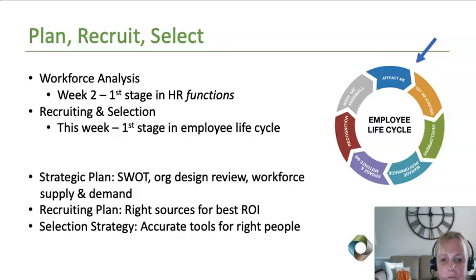Full cycle recruiting involves sourcing the candidates, recruiting them, selecting them, which is interviewing, testing, and job offers, and orientation and onboarding. We're not quite going to get to the onboarding part. HR's role is to create the HR strategy, then tie in the recruiting plan and selection plans to the organization's strategic plan.